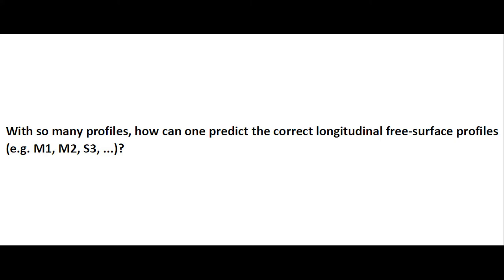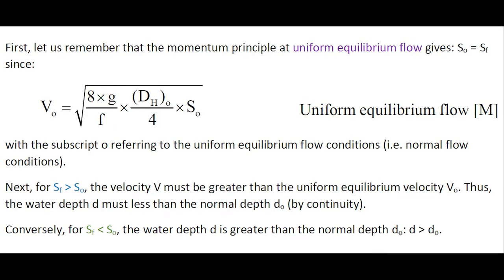So, with so many profiles, how can one predict the correct longitudinal free surface profile? First, let us remember the momentum principle at uniform equilibrium flow state, that S0 equals SF at the uniform equilibrium velocity V0. When the friction slope is greater than the bed slope, the velocity must be greater than the uniform equilibrium velocity V0. In turn, by continuity, the water depth D must be less than the normal depth D0. Conversely, when the friction slope is less than the bed slope, the water depth is greater than the normal depth.